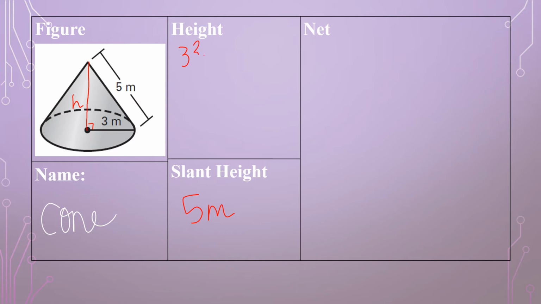So we would have 3 squared plus h squared equals 5 squared. You can subtract 3 squared from both sides, but again, remember not to do 5 minus 3 and then square it. You're doing 5 squared minus 3 squared. So h squared would be 16, and then if we take the square root of both sides, we get h equals 4 meters.